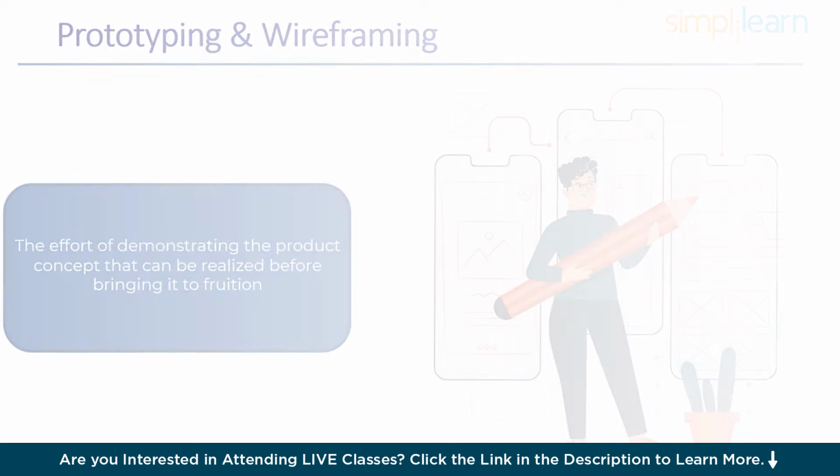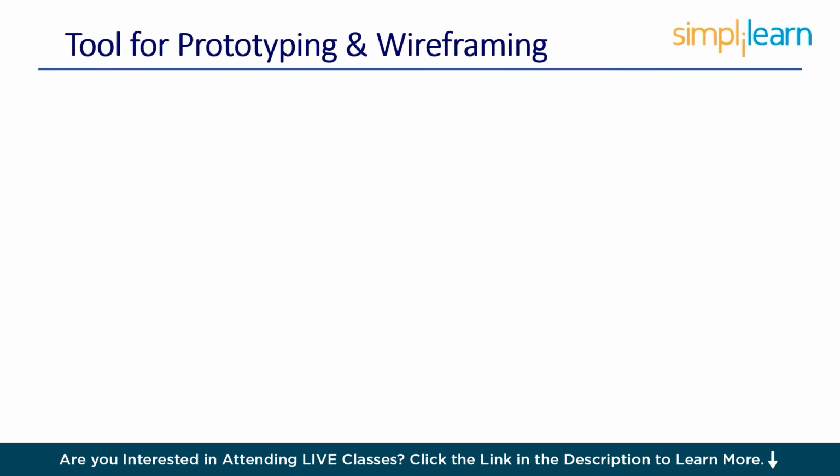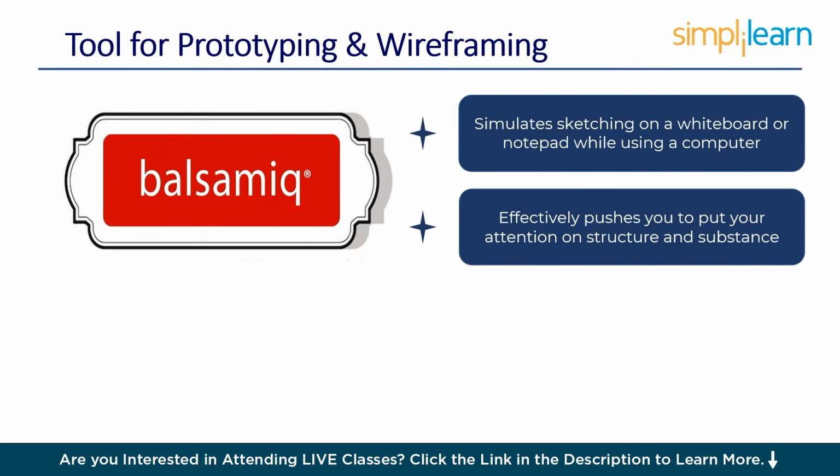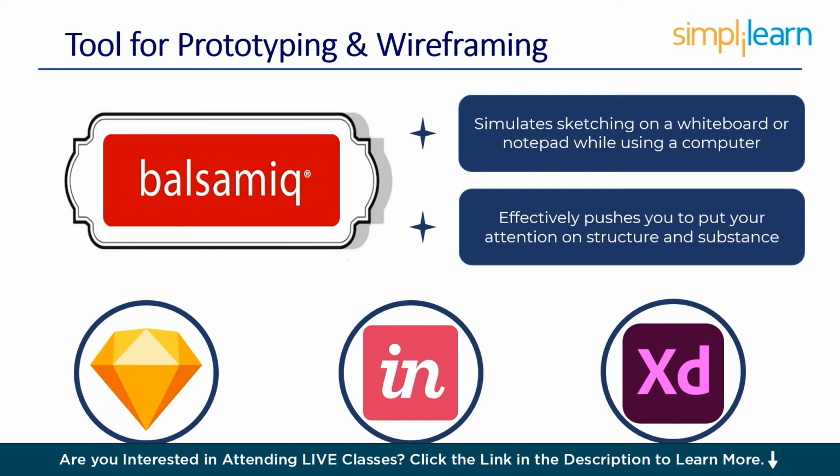The best tool used for prototyping and wireframing is Balsamiq. Balsamiq Wireframes is a quick, low-fidelity UI wireframing tool that simulates sketching on a whiteboard or notepad while using a computer. It effectively pushes you to put your attention on structure and substance rather than wasting time on early debates about colors and details. With wireframes, you may quickly produce new ideas, discard the subpar ones, and identify the best solutions. The alternatives of Balsamiq for prototyping and wireframing are Sketch, InVision, and Adobe XD.